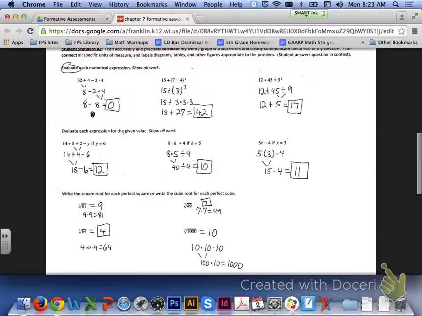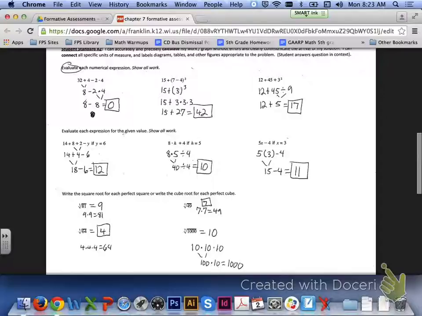In the next section, again, we have to evaluate each expression for the given value. Here we have some variables that we have to do some substituting. So if we look at the first one, it says 14 plus 8 divided by 2 minus y. So again, like the previous problems, you do the division first, so you can get that repeated subtraction. So 8 divided by 2 equals 4.